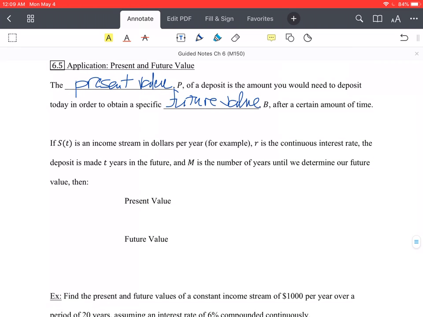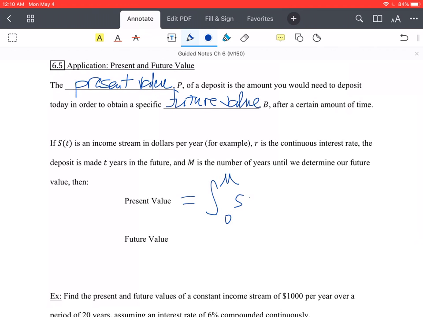If S of t is an income stream in dollars per year, for example, r is the continuous interest rate, and the deposit is made t years in the future, and M is the number of years until we determine our future value, then we're going to have the following formulas. The present value is going to be determined by the integral from 0 to M, so this is counting the number of years, of S of t times e to the negative rt dt.